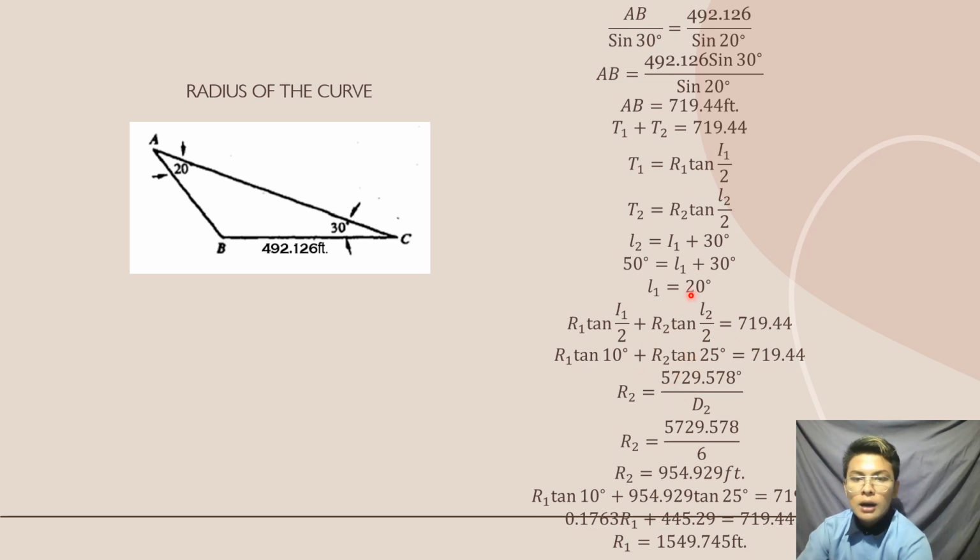Next is we will get our R2, by using the formula 5729.578 divided by D2. So we will get our R2 as 954.929 feet. To get our first radius of the curve, we must use the formula R1 tangent 10 degrees plus 954.929, or R2 tangent 25, is equal to 719.44. By using all the computations here and formulas, R1 is equal to 1549.745 feet.